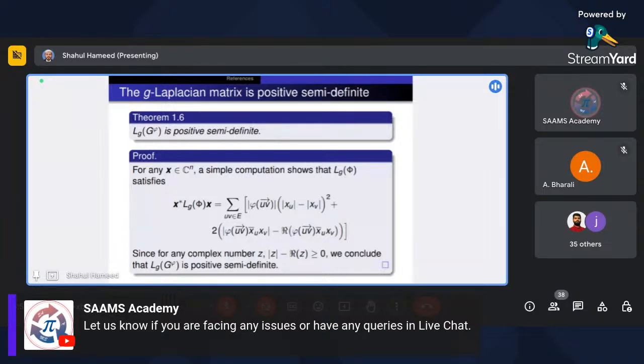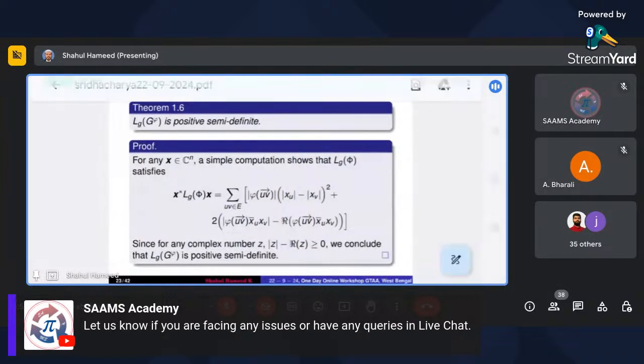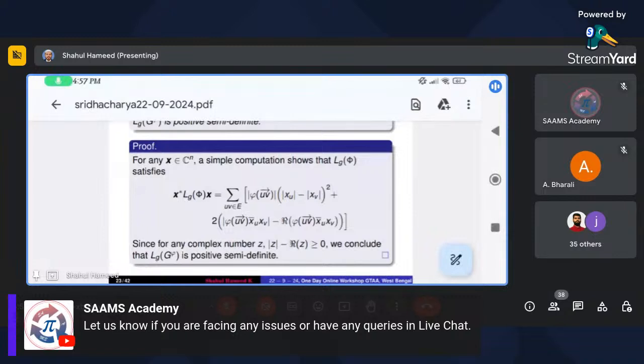That proof is very simple if we have this expression, just like in the case of the adjacency matrix. Here we have x star LG phi of x will be just that expression. Then you can see that the first quantity, mod phi UV, is a real number which is greater than 0. Mod xU minus mod xV whole square is also greater than 0. And in the second part, after the plus, you have 2 times the modulus of some complex number minus the real part of the same complex number. Therefore, it will again be greater than or equal to 0. Therefore, you can see that LG phi is positive semi-definite.